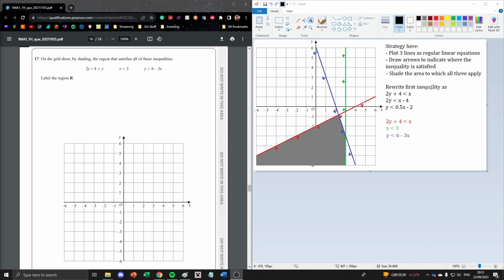So we'll rewrite the first inequality in standard linear equation form. We subtract 4 from both sides to get 2y is smaller than x minus 4, and then divide both sides by 2 to get y is smaller than 0.5x minus 2. So then we're going to just imagine this is a linear equation. So we're going to plot y equals 0.5x minus 2. Its y-intercept is at minus 2, and its gradient is 0.5, so we draw that on.